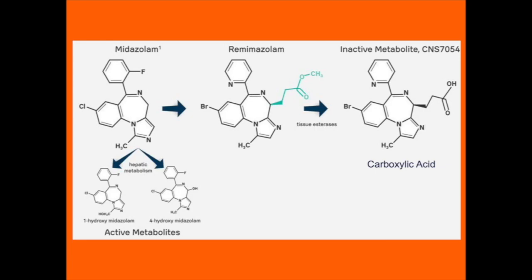With Remimazolam, it is broken down by a tissue esterase, and there are a number of them in the bloodstream, and they're non-specific. So it comes along and it catalyzes off, or it breaks off, this green molecule you can see there, and it turns it into a carboxylic acid that is inactive. So even though the molecule's there, it's inactive in the bloodstream, and that's really a nice thing. So it is inactive, it's gone.